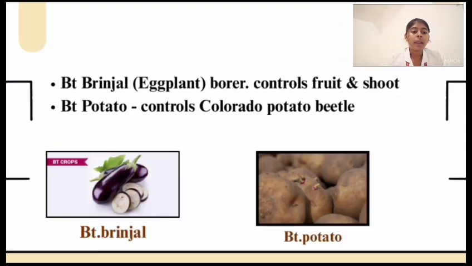The brinjal or eggplant. This variety is developed to resist the fruit and shoot borer, which usually destroys the brinjal crops. Bt potato. This crop targets the Colorado potato beetle, a serious pest that damages the potato plant.